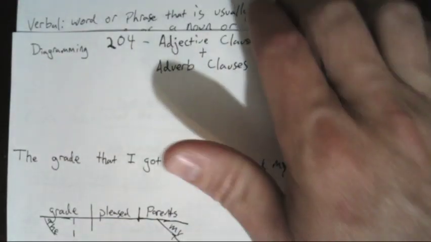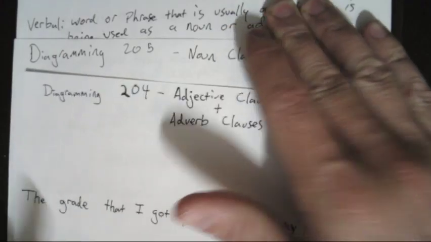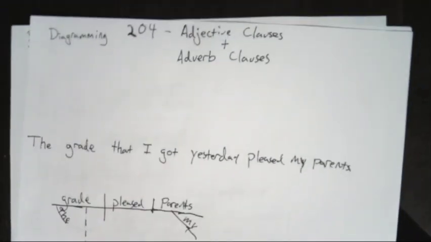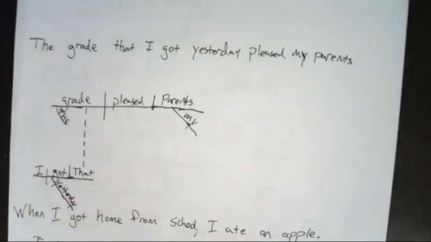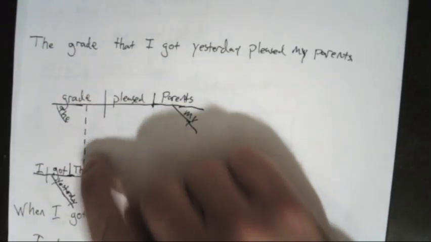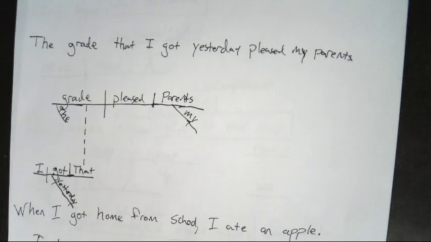Adjective clauses and adverb clauses. So now we're getting into clauses. These are the ones that you connect with these lines, right? These clauses we connect with lines. Now, the noun clauses we do differently. We talked about those just yesterday. Those are probably still pretty fresh in your memory.